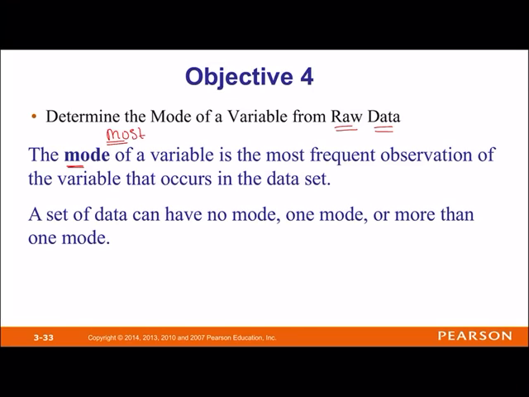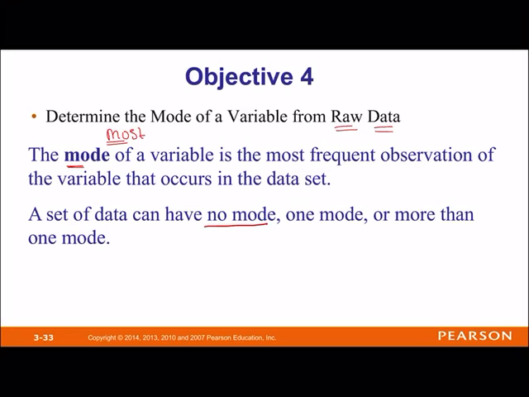Okay, so a set of data can have no mode, one mode, or more than one mode. The only time it's going to have no mode is if you just have a list of numbers and not one single number repeats. You can have one mode, which is fairly obvious. Again, you can have one number that repeats 5 times and one number that repeats twice. The number that repeats 5 times is going to be the mode. Or you can have more than one mode.